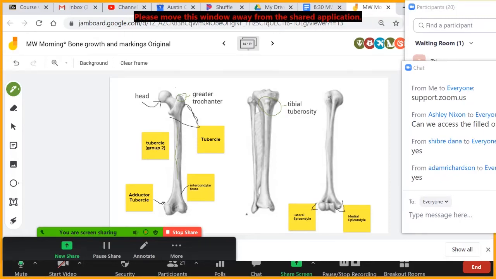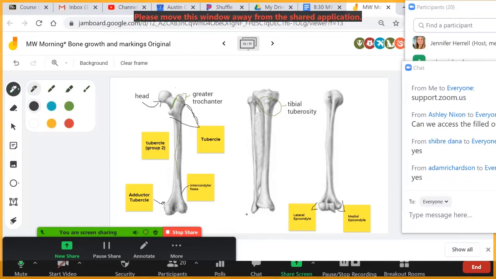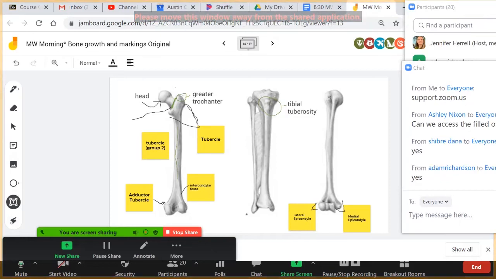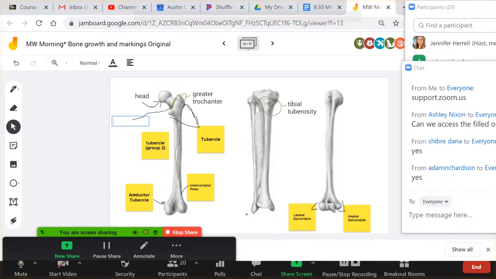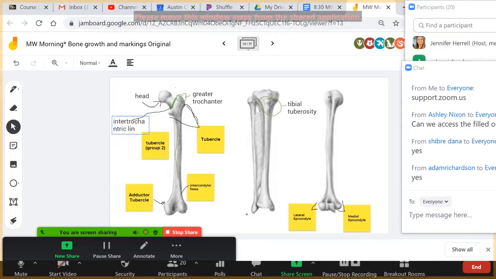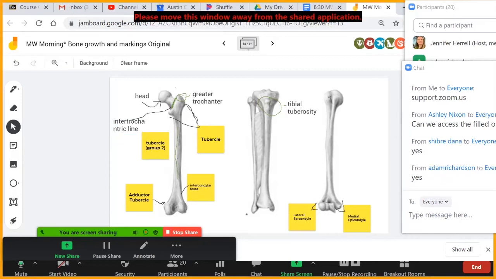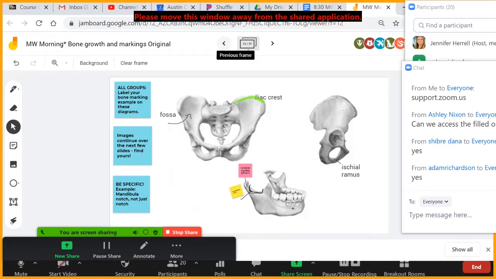So actually, let me show you this one up here. See this little ridge sticking up right there? That guy is called, I'll make a line to it, an intertrochanteric line. I don't know if that one's on your list, but it is a good example. That's because in this case, it's between this greater trochanter and lesser trochanter down here. So we call it the intertrochanteric line. Okay, so again, the names of these things will often tell you what they are.